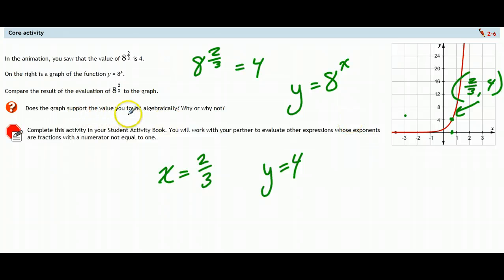Does the graph support the value that we found algebraically? Yes, it does. Because for 8 to the x, when x is 2/3, y equals 4. 8 to the 2/3 equals 4.